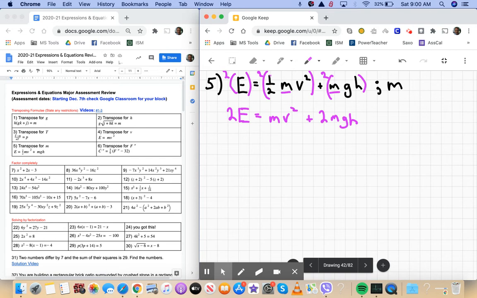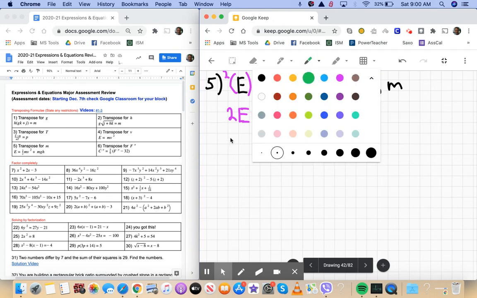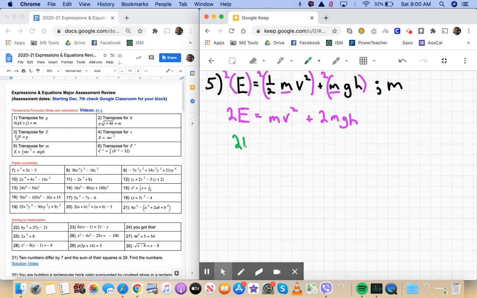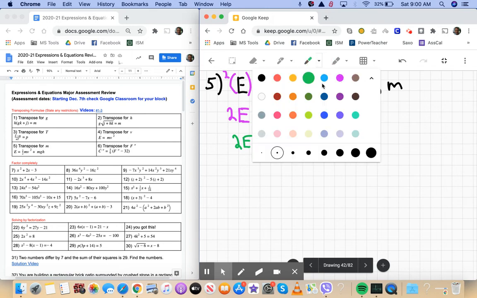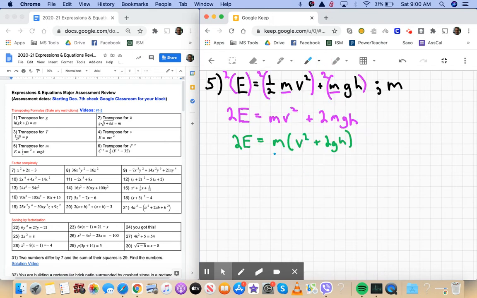And because I didn't have those fractions there, I still could have used it, but I think this makes it a little bit more logical. So I'm going to factor out m. So I've got 2e is equal to m times v squared plus 2gh. And then we're just going to undo that multiplication. So we're going to divide both sides by v squared plus 2gh, right?